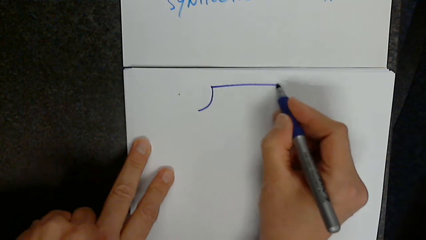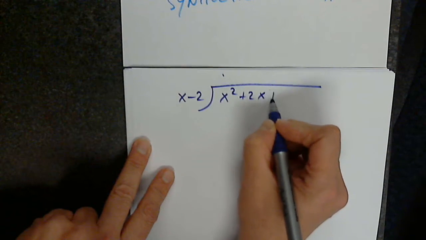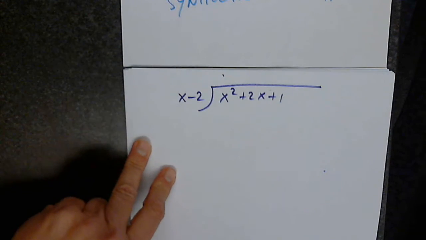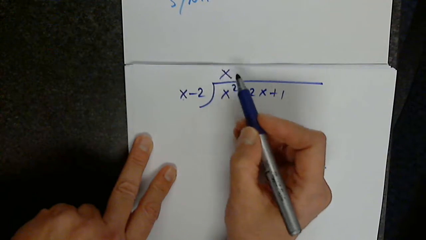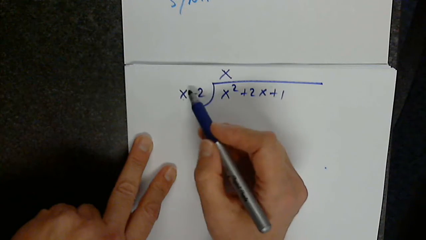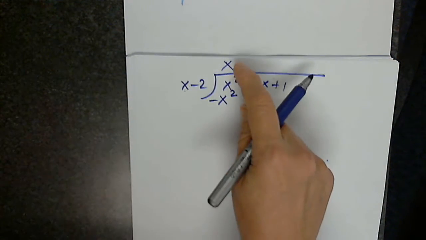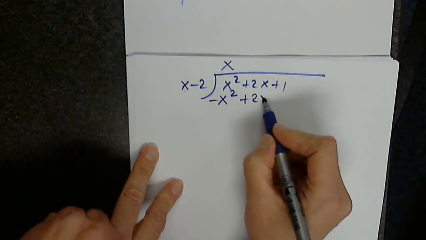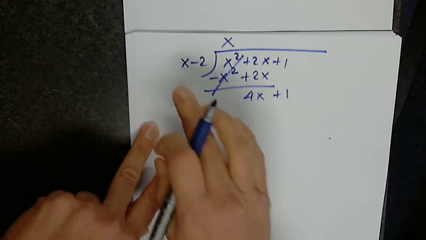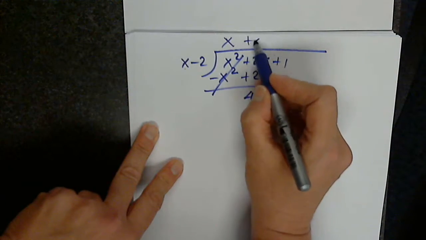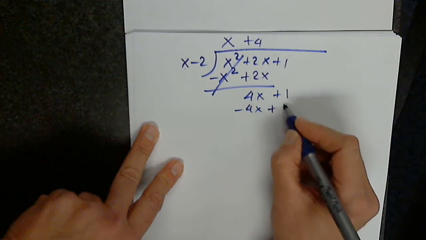So I have to divide x squared plus 2x plus 1. X times what is x squared? Good. I go back and distribute to both terms. X times x is x squared, and I have to change the sign. Negative 2x, and I have to change the sign. 4x plus 1. X times what is 4x? Positive 4. 4 times x, and I change the sign. 4 times negative 2, and I change the sign.